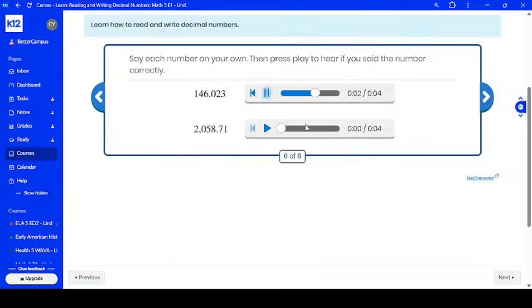146 and 23 thousandths. 146 and 23 thousandths. 2,058 and 71 hundredths. 2,058 and 71 thousandths.